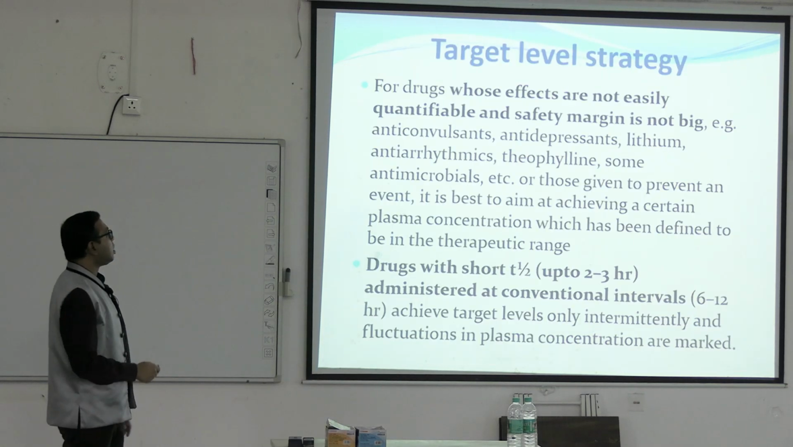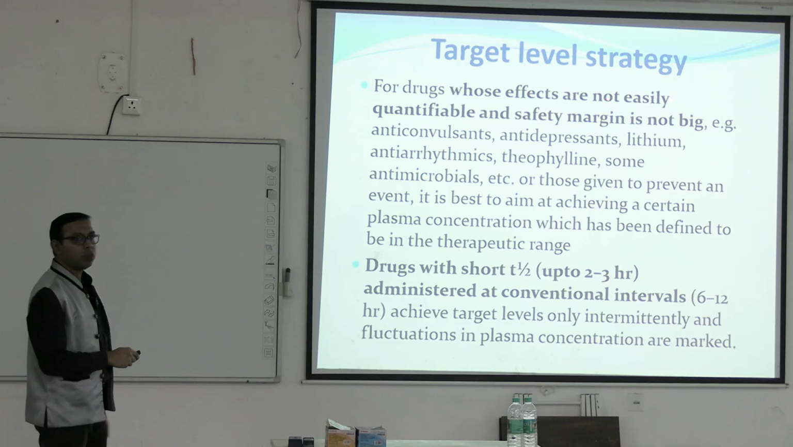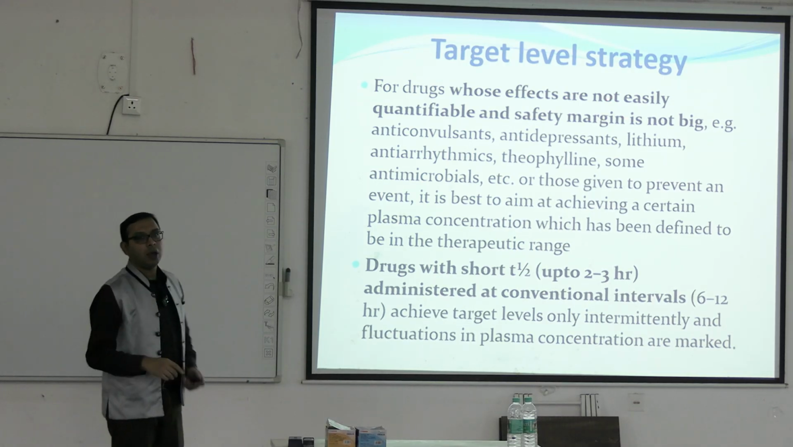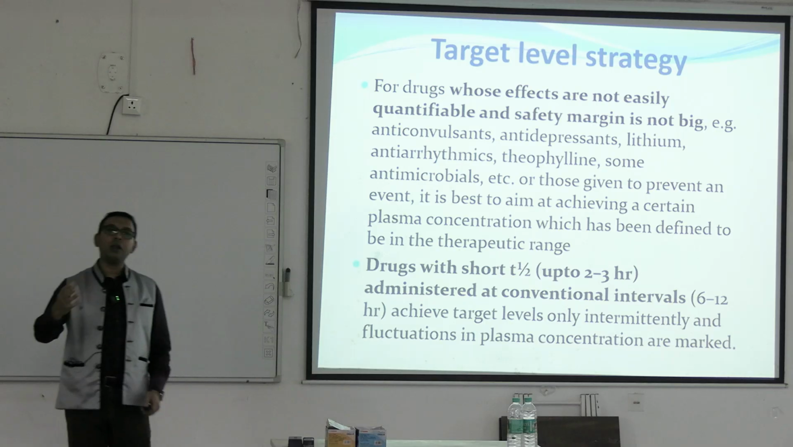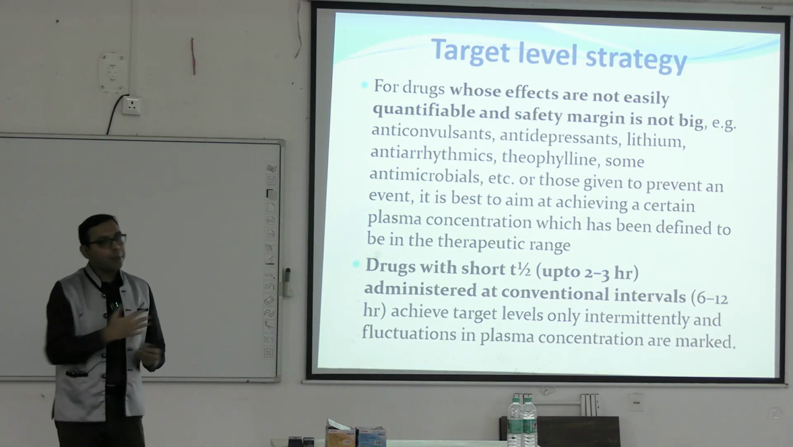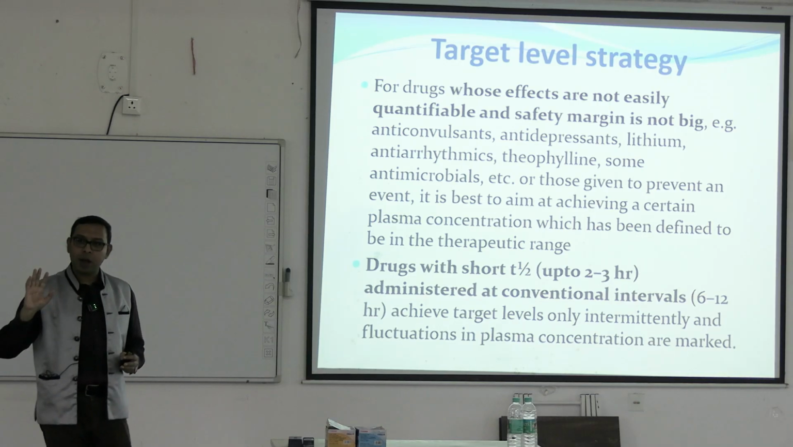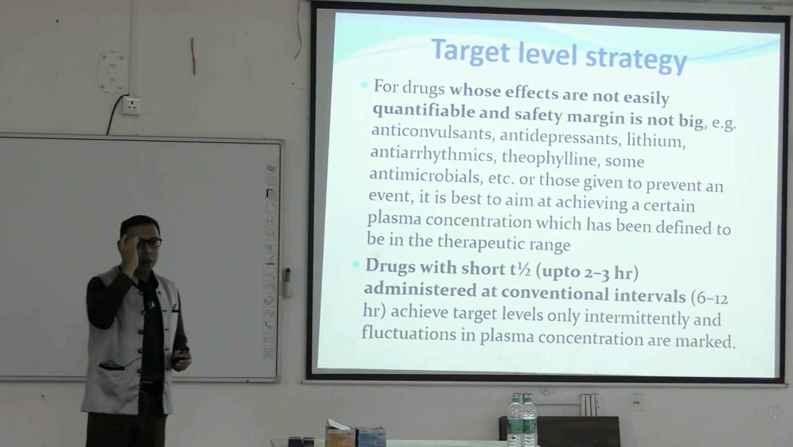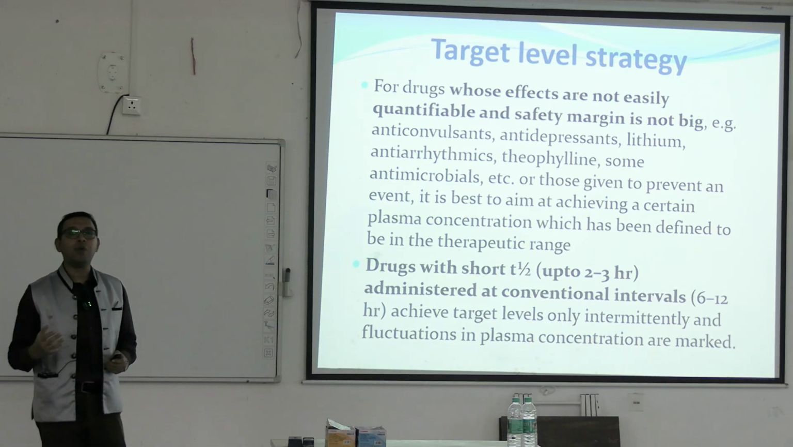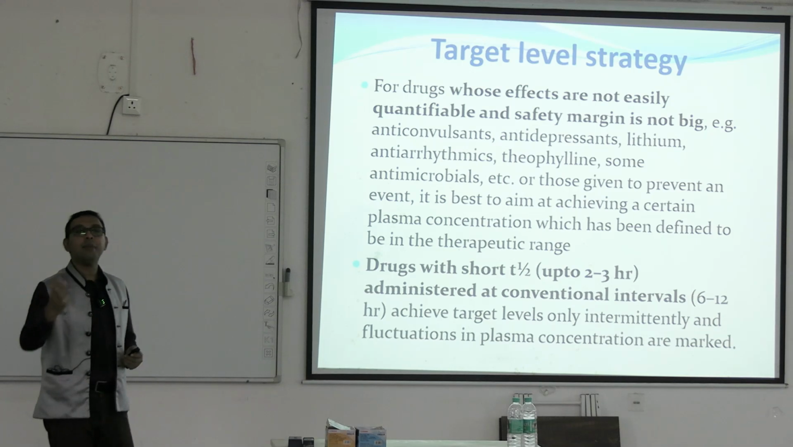Okay. This is known as the target level strategy, for drugs whose effects are not easily quantifiable and whose safety margin is not big. There are some drugs whose effect we can quantify, for example antihypertensive drugs. We can measure the blood pressure, and we can increase or decrease the dose if the blood pressure is not controlled. But there are some drugs whose outcome cannot be easily quantified, for example some antiepileptic, antidepressant and anti-manic drugs.